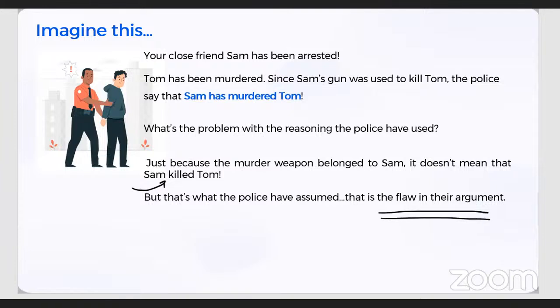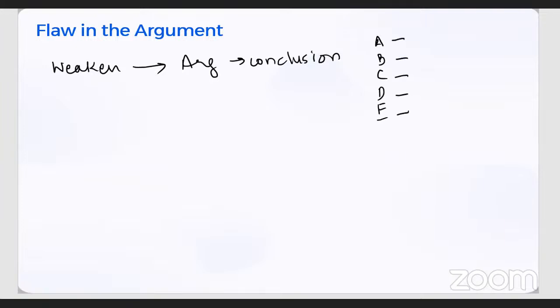Let's very briefly talk about how a weaken the argument question is different from a flaw in the argument question. All right. Now, what we've seen so far is that in a weaken the argument question, you're given an argument and the argument will have a conclusion, right? We know that much. In a weaken the argument question, they give you 5 options. And one of these options can be used to show that this conclusion is not necessarily true, right? We already know that that's what you have to do in a weaken the argument question.